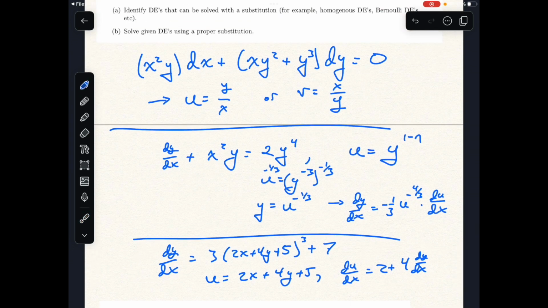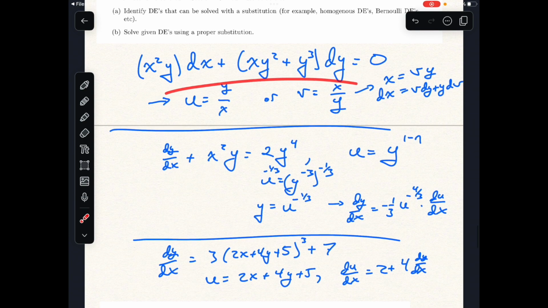Oh yeah, I didn't mention how you would do that over here. If you were to do v equals x over y, you want to solve for x is equal to v times y, and then do a product rule on this so you can sub out dx over here. We're trying to replace dx with something, so compute what dx is. That would be v dy plus y dv, just doing a product rule. And then you can replace all of your x's with vy's and all of your dx's with these things, and then you should be able to separate everything and then integrate.